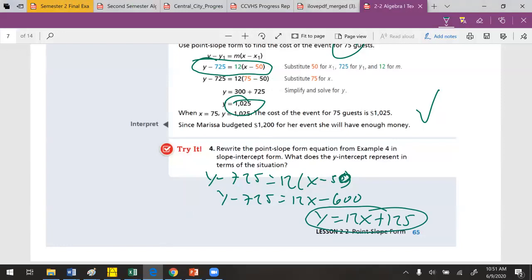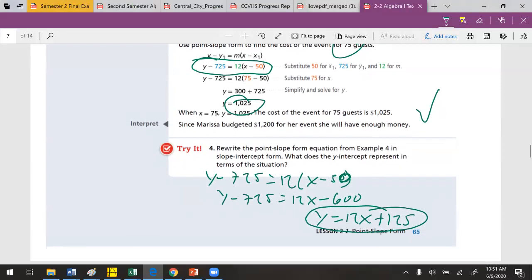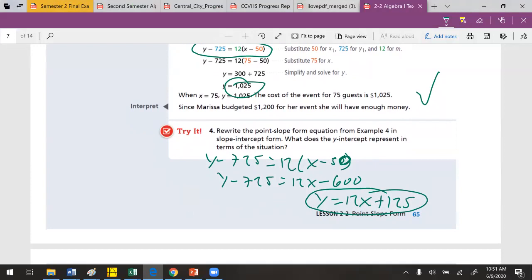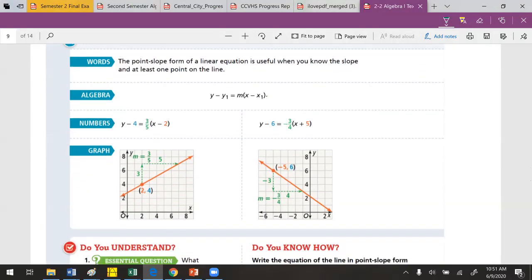And the y-intercept means the cost without any people, because when x is 0, the y represents what you're spending initially. So that should cover that. We can go from point slope to slope intercept. Remember, you have to get y by itself. That's the goal. That's the lesson. Good luck. Godspeed. Have fun.